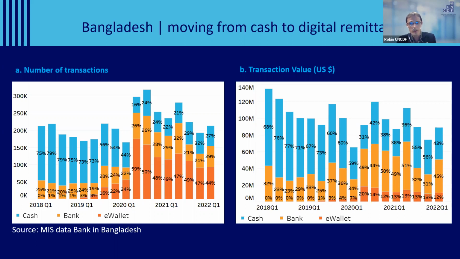And digging deeper into this data, we also see that some corridors have digitized faster than others. So, for example, Singapore to Bangladesh digitized faster than Malaysia to Bangladesh or UAE to Bangladesh. So there's also a range of implications there.